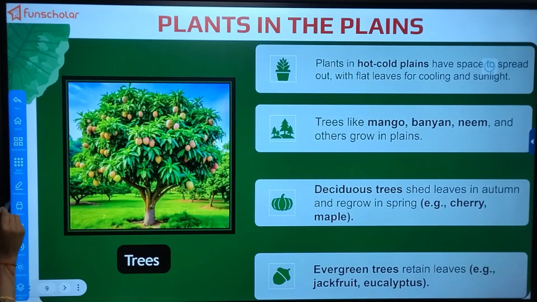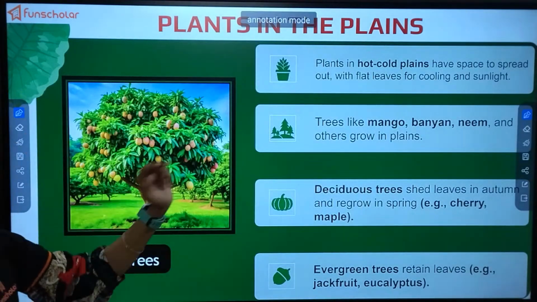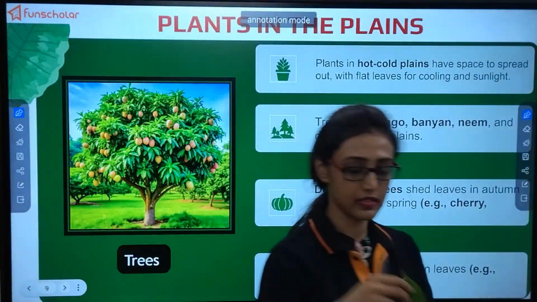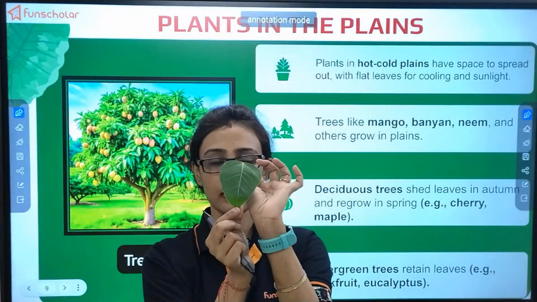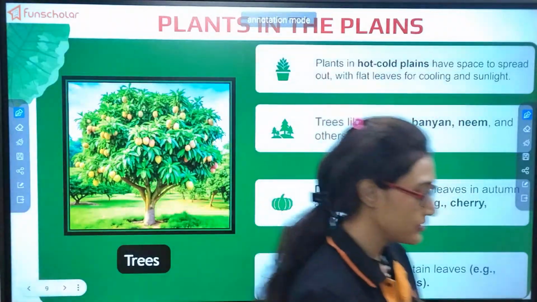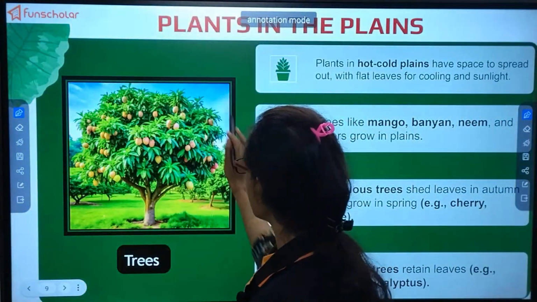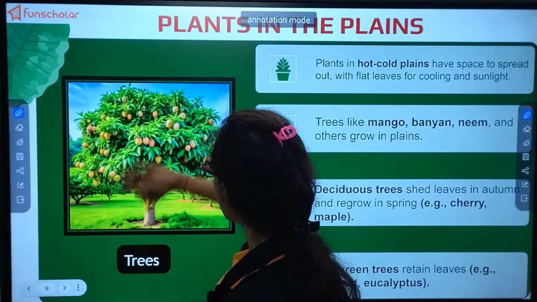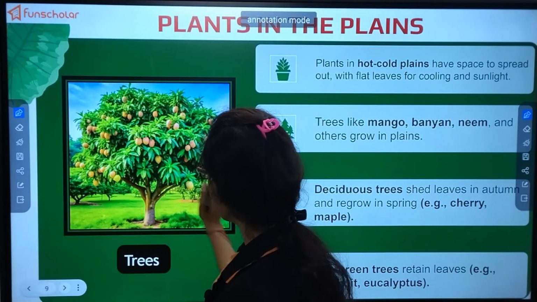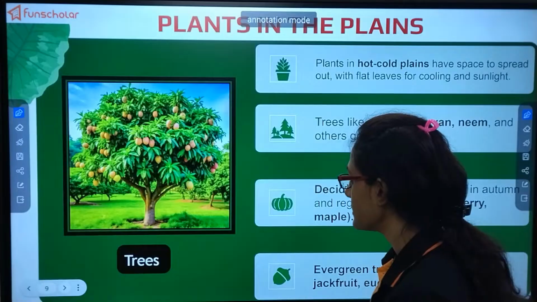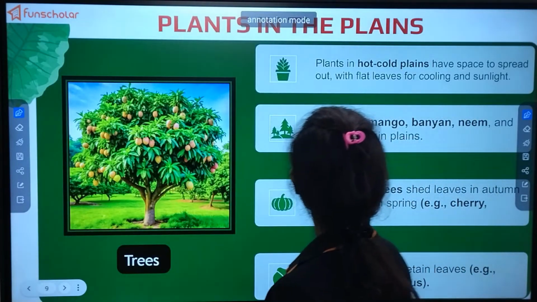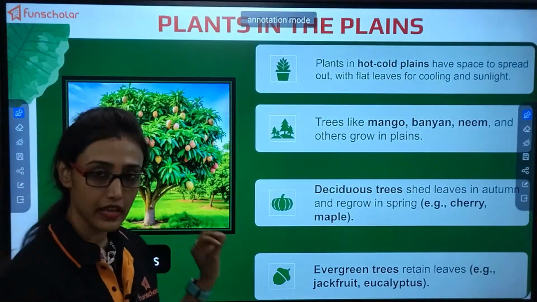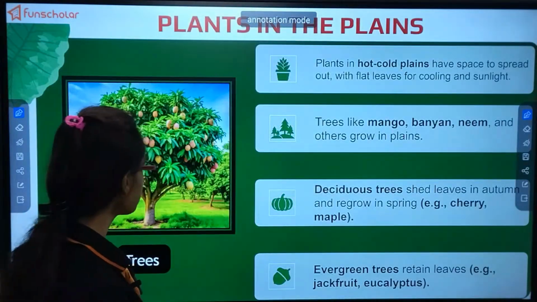Now, the plants which are found in plain areas. Obviously, just look at this plant. It has a broad leaf, right? And you can see in the picture this is a mango tree. See, so many leaves are there, branches are there, a proper stem is there, and surrounding it there are many similar trees. So over here, what happens? They get a suitable amount of rain and a suitable amount of sunlight.